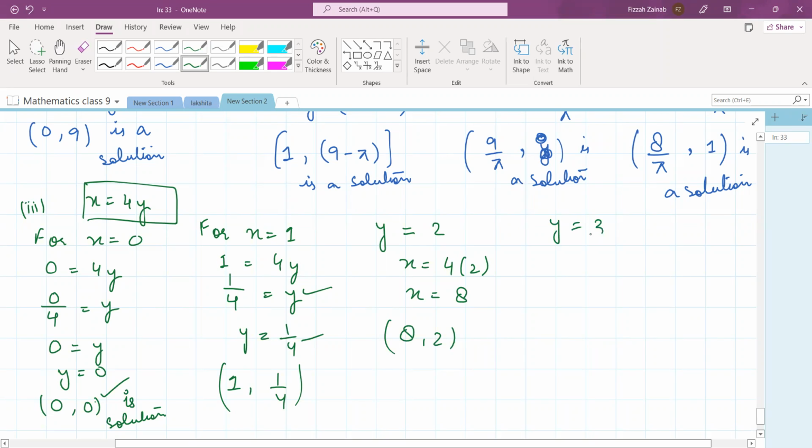You can take y is equal to 3, no problem. So x is equal to 4 into 3. That means x is equal to 12. So (12, 3) is another solution. So that way you can find as many as you wish. See, if you take y is equal to 0, so you get x is equal to 4 into 0, right? So x is again 0. So again, you get the same solution, not a different one. So it will be repetition. So that is why I'm not taking y is equal to 0, right?